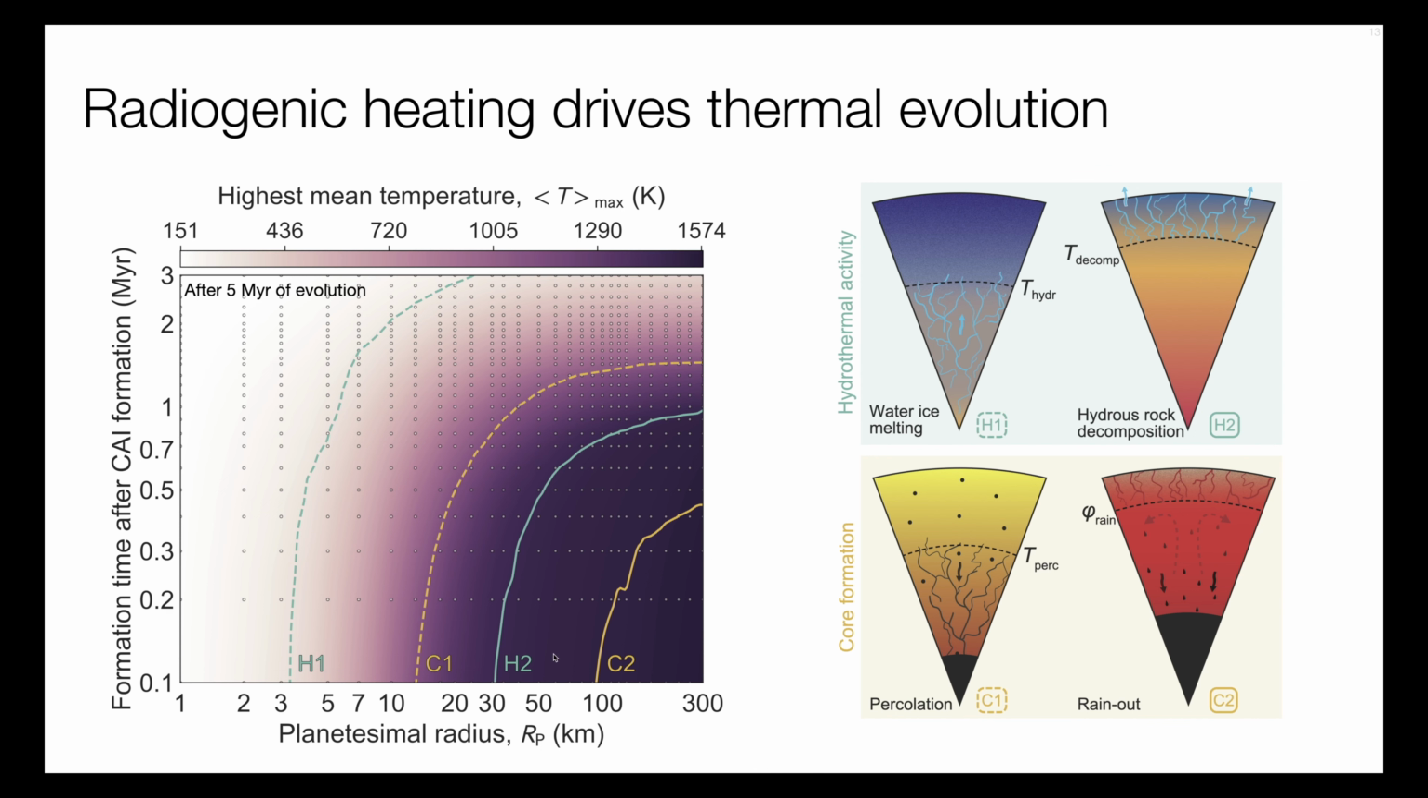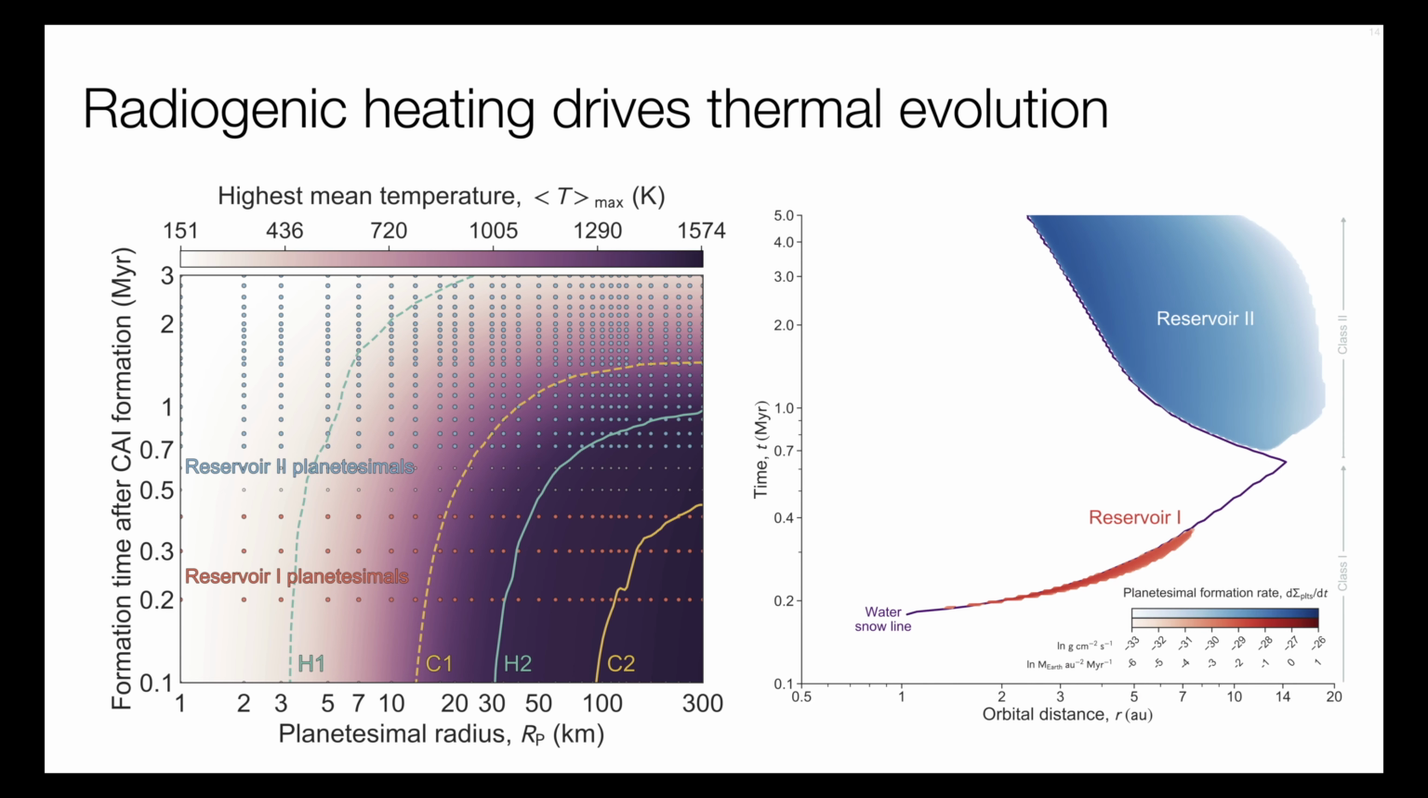Planetesimals that become even hotter can form iron cores, either due to the so-called percolation or rainout of iron droplets in internal magma oceans. These stages are indicated with C1 and C2 on the left and the right. Using these models, we compute the time-dependent evolution of the 2 planetesimal populations that are formed in the disk simulation. This relates the astrophysical formation environment to the thermochemical evolution of planetesimals.